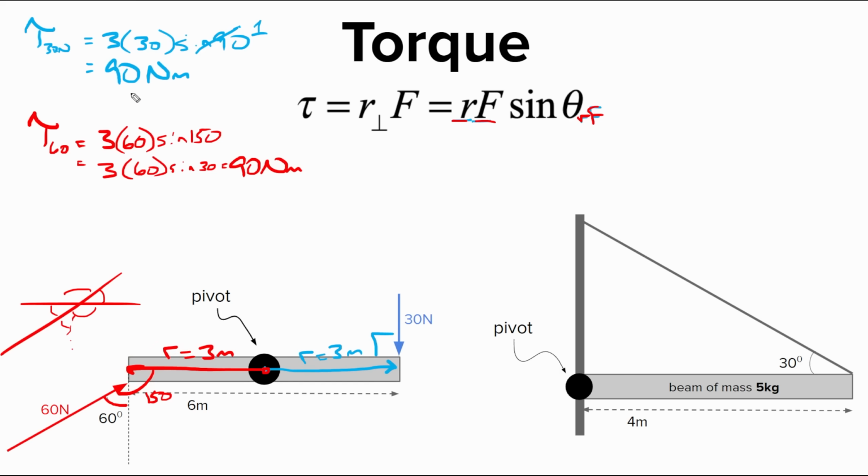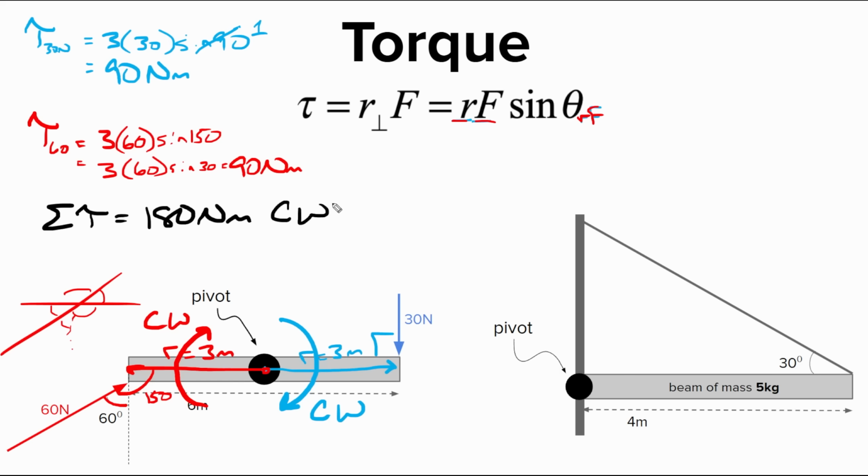Now you might be like, oh, so these must cancel, right? These torques cancel because look, one force was down, one force was up. But that's not how torques work. It's helpful to think of torques as being clockwise or counterclockwise. And this 30 is trying to rotate it clockwise. Well, what's this 60 doing? It is also trying to rotate it clockwise. These are working together. Our net torque, as it stands, would be 90 plus 90, 180 Newton meters in the clockwise direction.